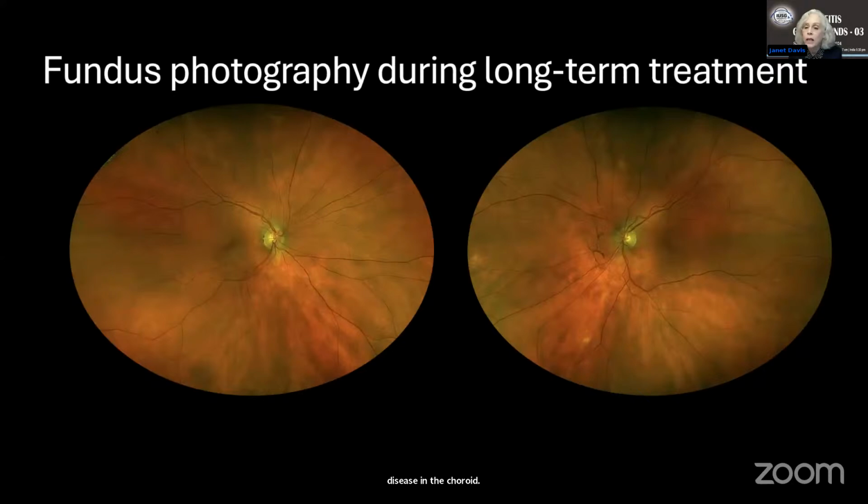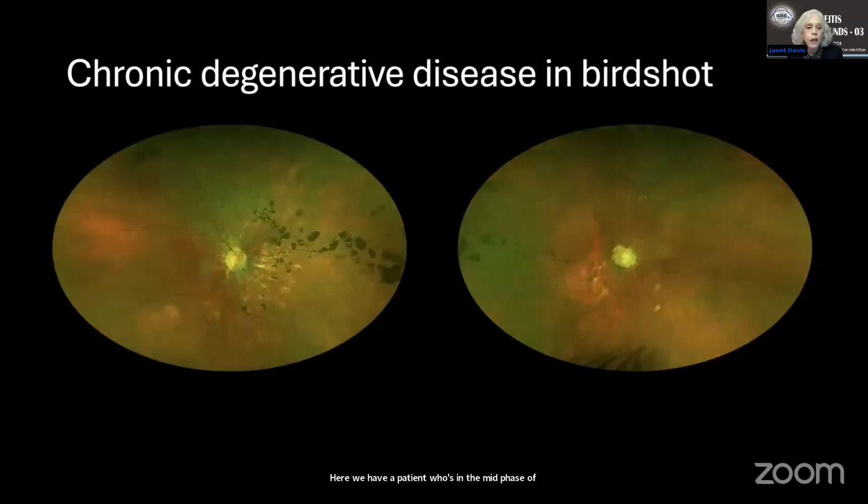So at this point, the emphasis changes. Here we have a patient who's in the mid-phase of treatment, and now I begin to be worried about pigment depigmentation, because this is a chronic degenerative disease in birdshot. This is a patient who has had birdshot for probably 20 years. She came in very late, already with damaged maculas and pigmentary changes. You can see the attenuation of the retinal vessels, the optic nerve pallor, and the extensive pigmentation.